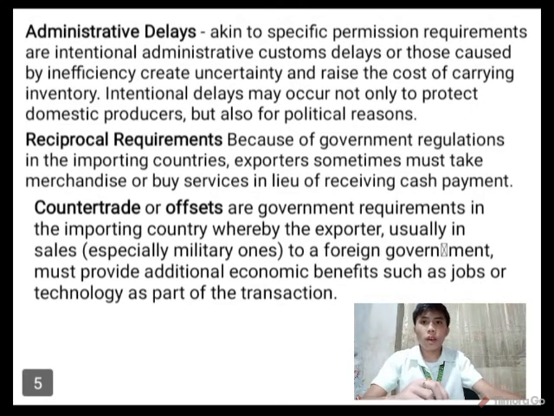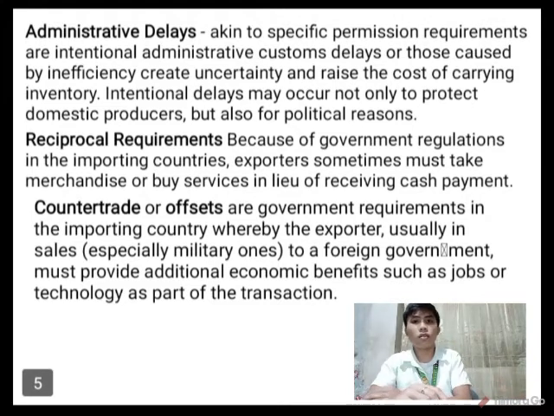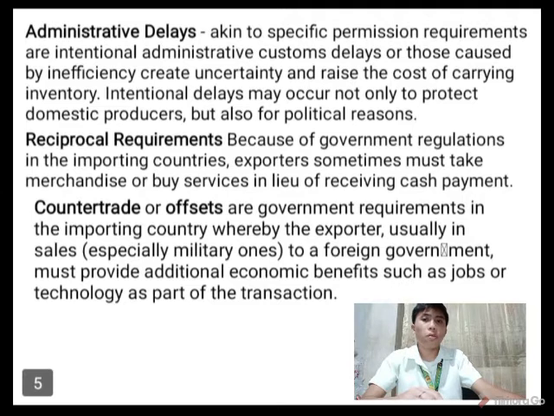And here we have counter trade or offsets. These are government requirements in the importing country whereby the exporter, usually in sales, especially military ones, to a foreign government must provide additional economic benefits such as jobs or technology as part of the transaction.